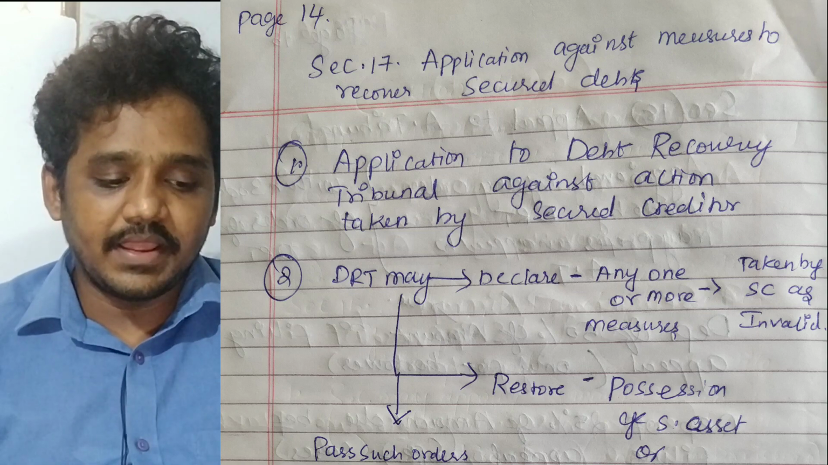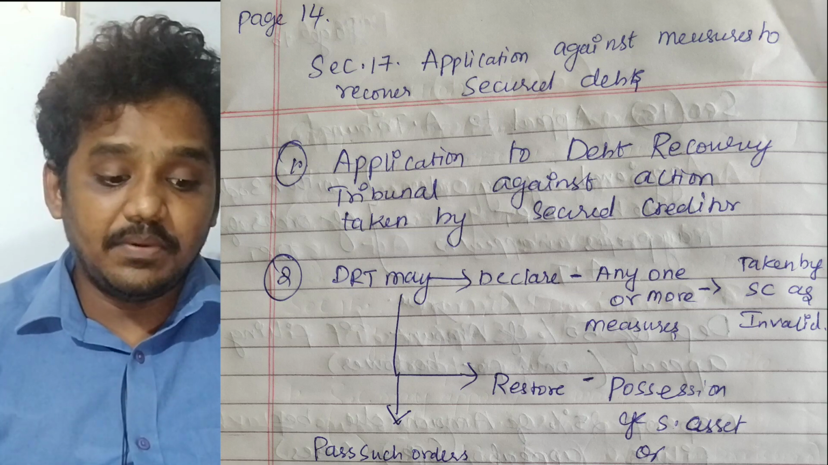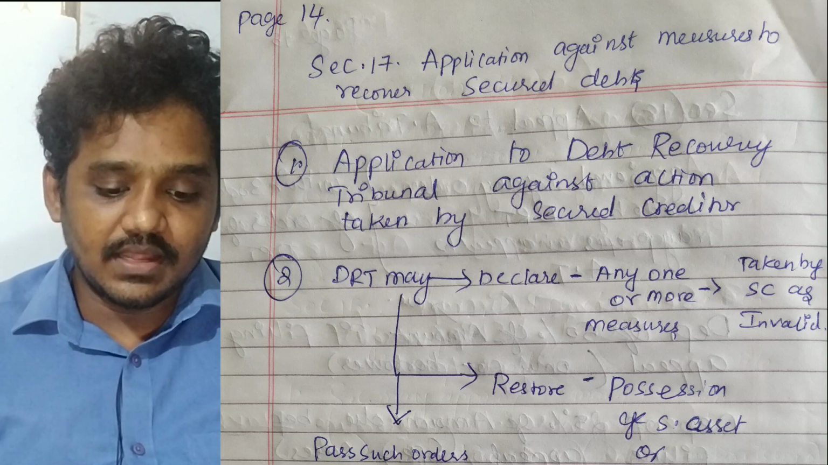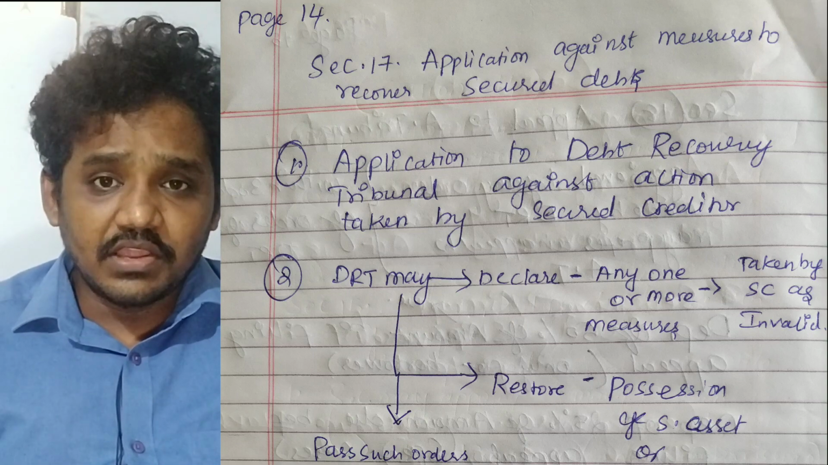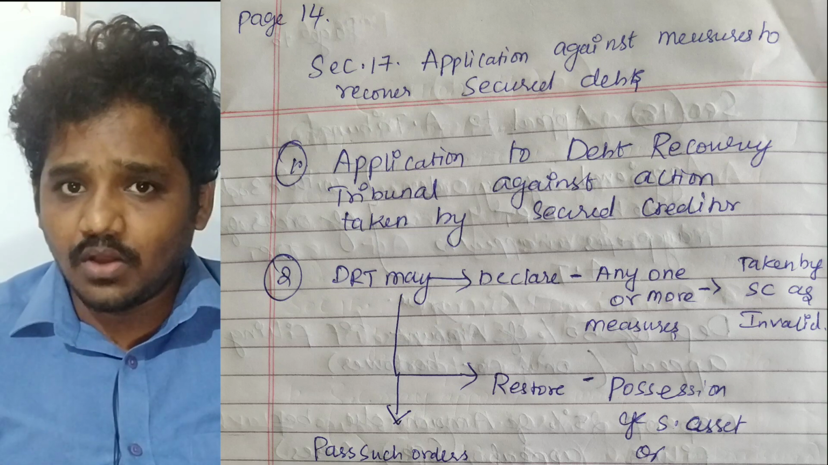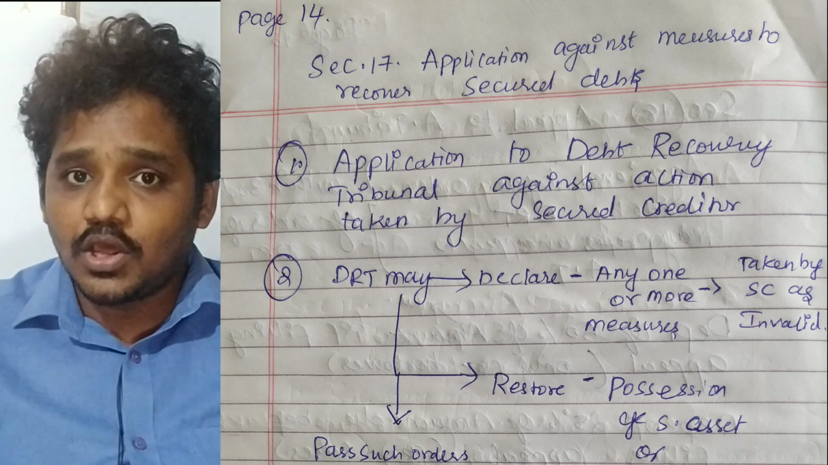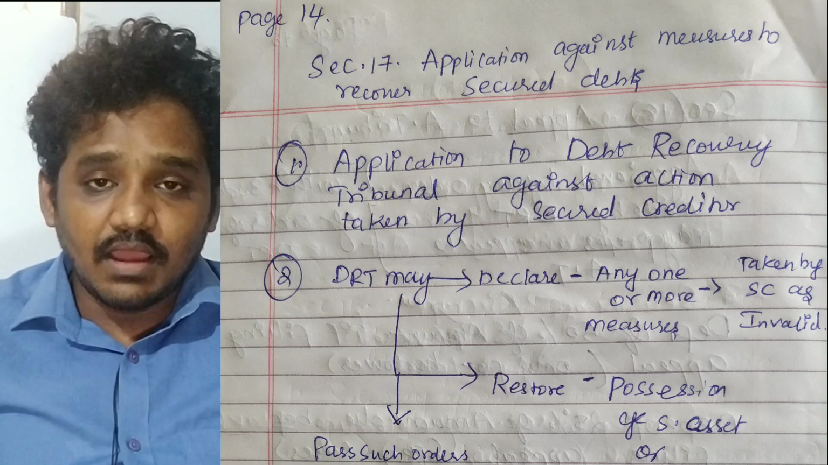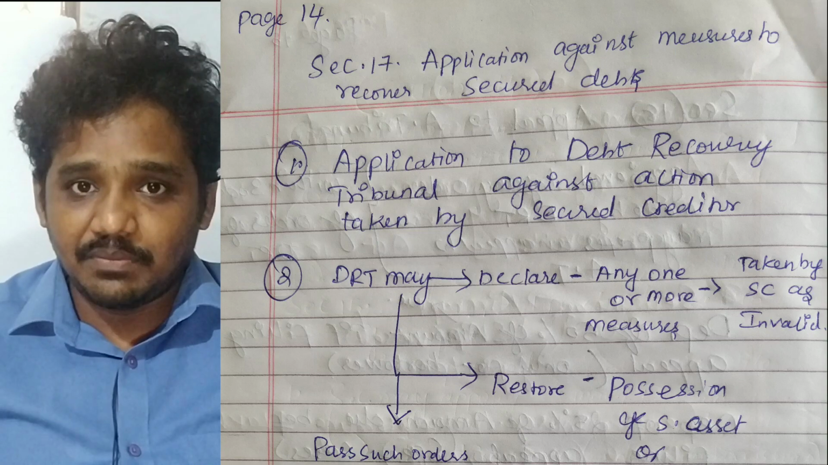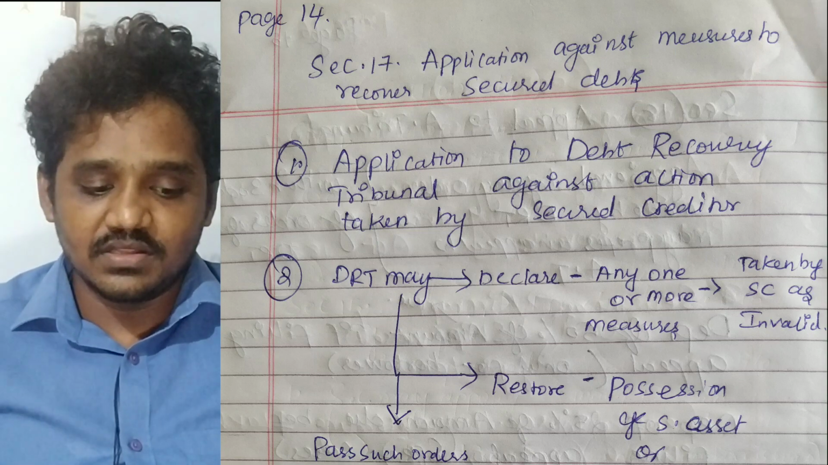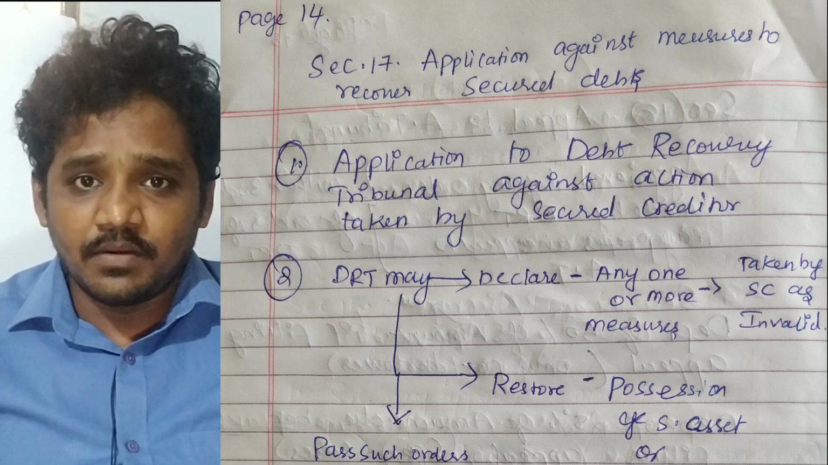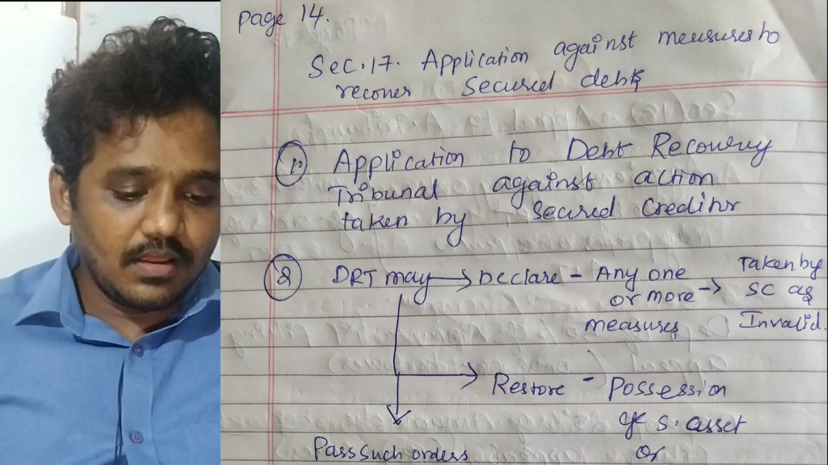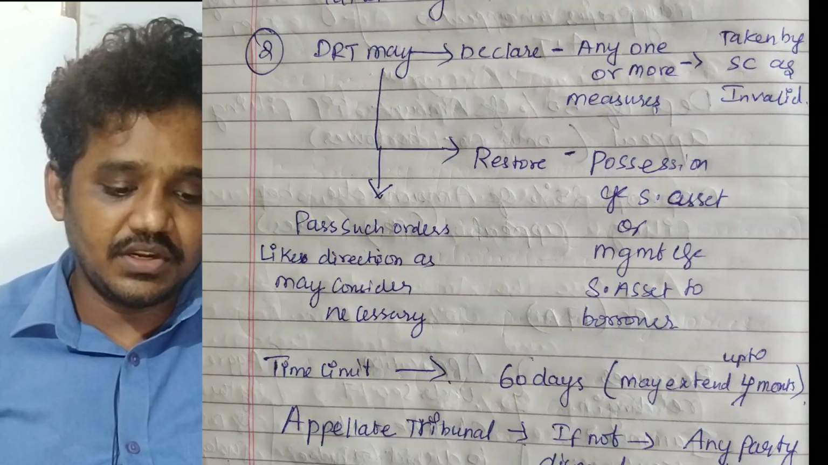Application to the debt recovery tribunal against action taken by a secured creditor. And then the debt recovery tribunal may declare any one or more measures taken by the secured creditor as invalid, which is nothing but the secured creditor has taken some steps which are not fair. Now, what are the options available to the borrower? The borrower may go for an appeal with the debt recovery tribunal. They have to file an application, and then after the application, the debt recovery tribunal may pass these orders. That is, they may pass an order that any one or more measures taken by the secured creditor are not valid, or all the steps taken by the secured creditor are not valid, and then they can also do some kind of restoration in terms of possession of the secured asset.